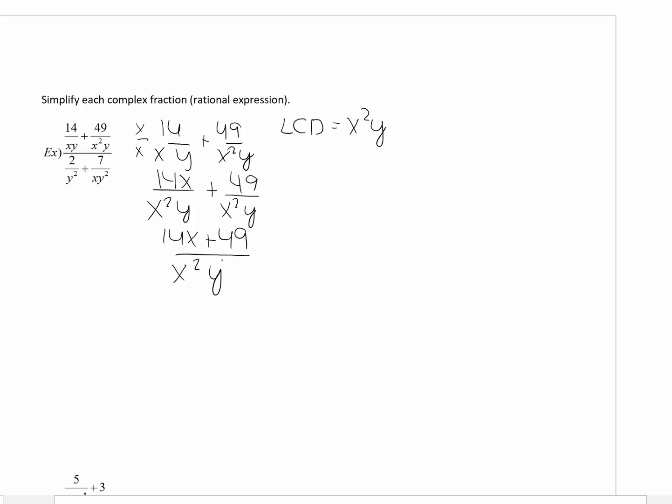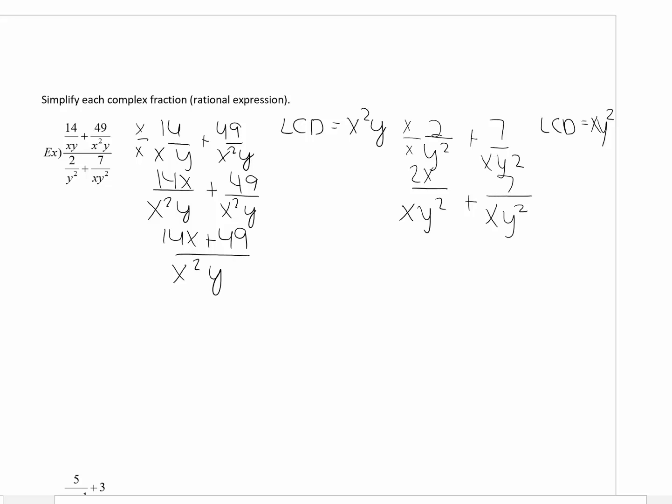Here's the new numerator. Now, let's do the same thing for the denominator. Here, the LCD is xy squared. So we'll rewrite that here. So what factor am I missing here that's in my LCD? Well, that's an x. So that's 2x. Again, they match, so that's 7. And now I can write that as one fraction. So now I have the numerator with the denominator.